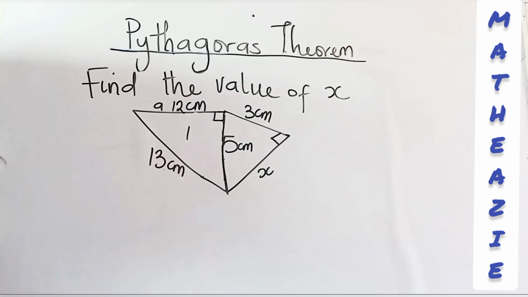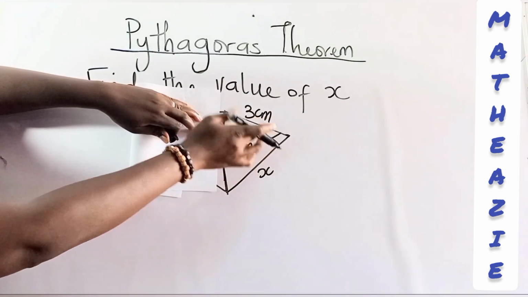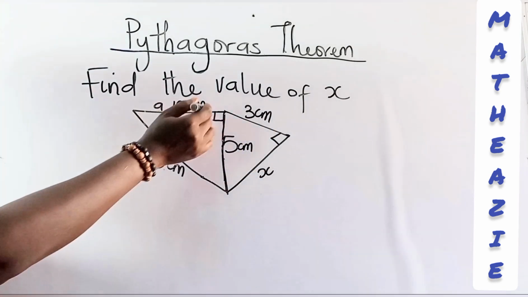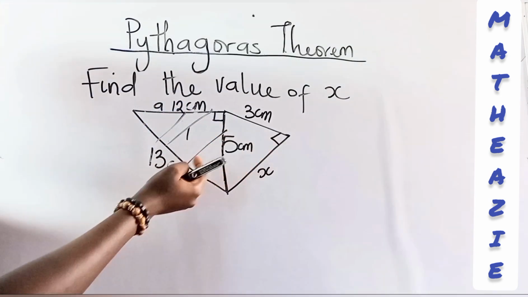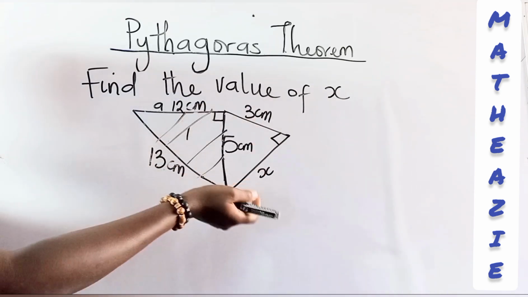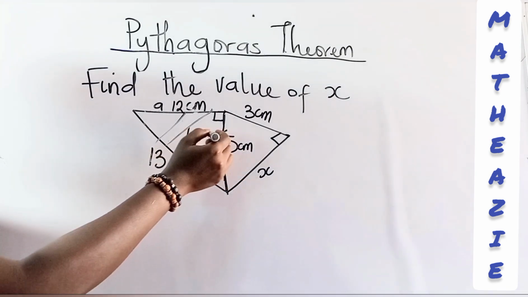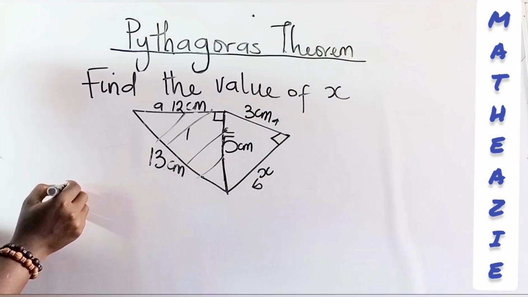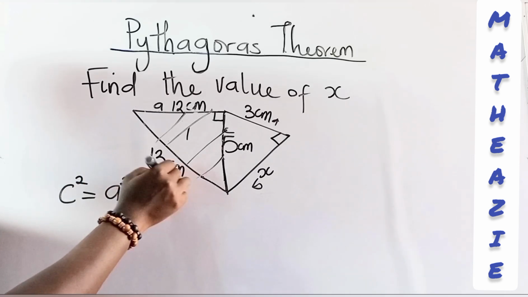We are going to ignore this first triangle and focus our attention on only the second triangle to find the side x. Okay, so if you recall, this side now facing the right angle becomes the hypotenuse, and this can either be the opposite or the adjacent. So applying the theorem now, we also have, this is C and this is A and this is B. So applying the theorem, it becomes C squared equals A squared plus B squared.